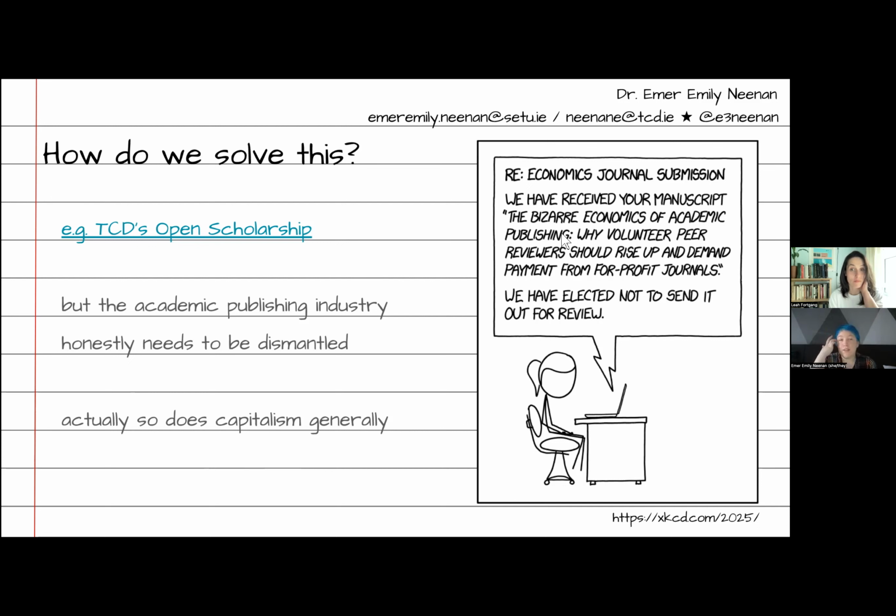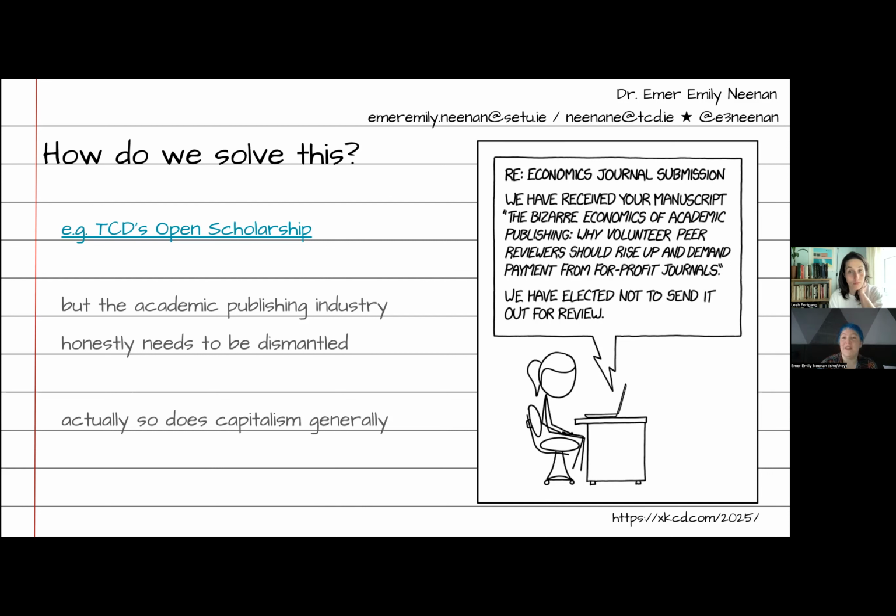My university, where I have my PhD, has an open scholarship program. So for example, all of our PhDs are now published on an open access repository, and you can publish stuff on that repository. Obviously, within a system that still privileges peer-reviewed articles, when you work outside of that, you will lose out on things.